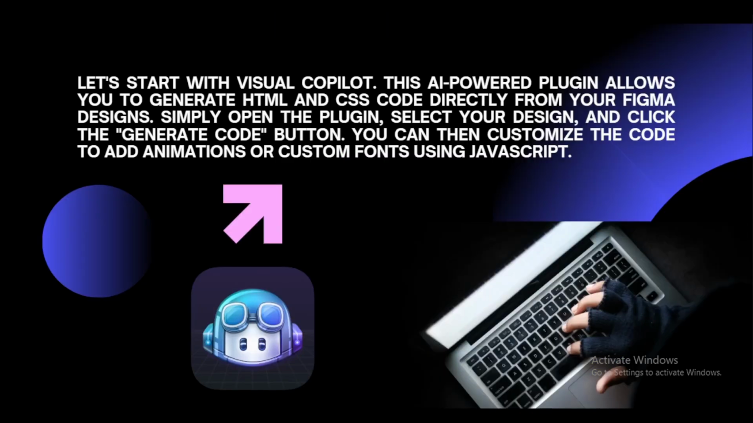This AI powered plugin allows you to generate HTML and CSS code directly from your Figma designs. Simply open the plugin, select your design, and click the Generate Code button. You can then customize the code and add animations or custom fonts using JavaScript.